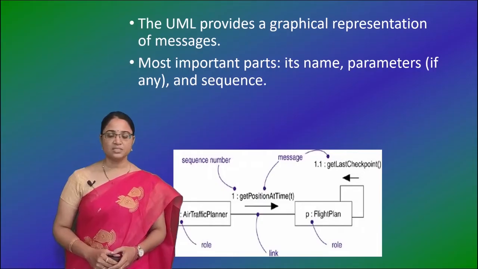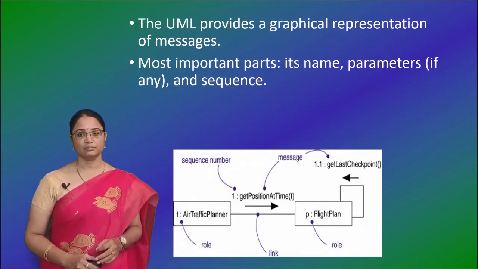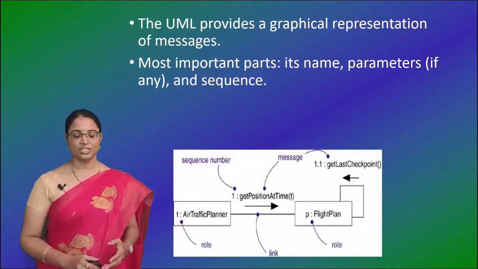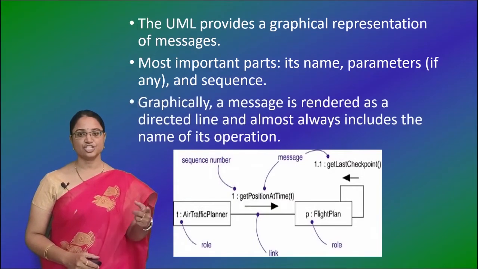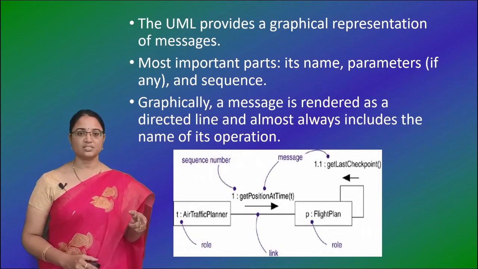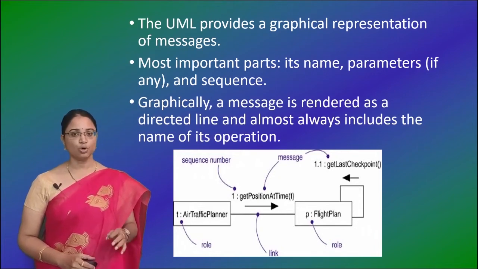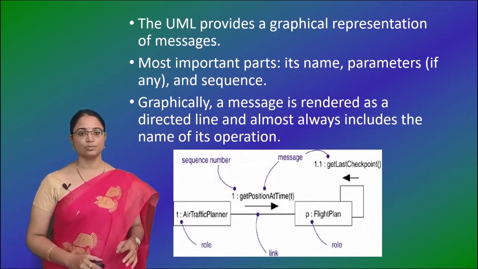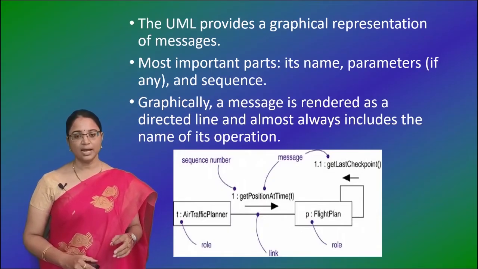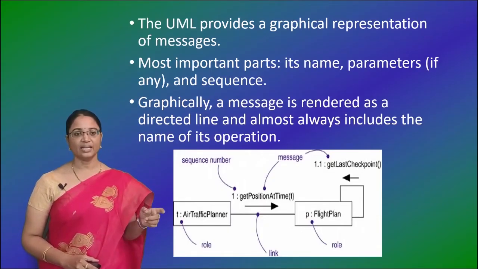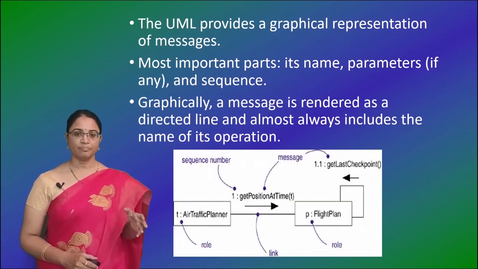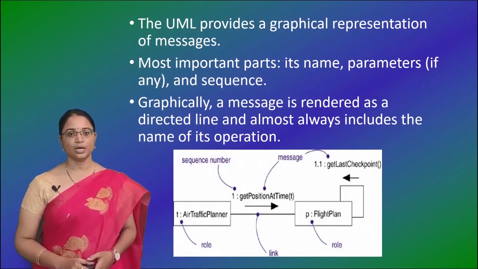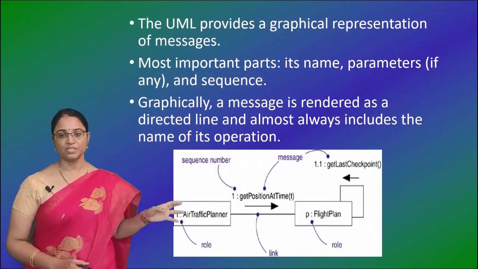So here, this is nothing but a synchronous communication. What is meant by synchronous communication, we'll see in the later part of the unit. And the flight again gets its last checkpoint. So that is a self message sent to the flight plan. So in this, what you need to consider is that we have some roles. T and P play the roles, and there is a link between the air traffic planner and the flight plan. And we have some messages, and the messages contain a sequence number, message name, and the parameters which we are passing. That is important to know from this figure.